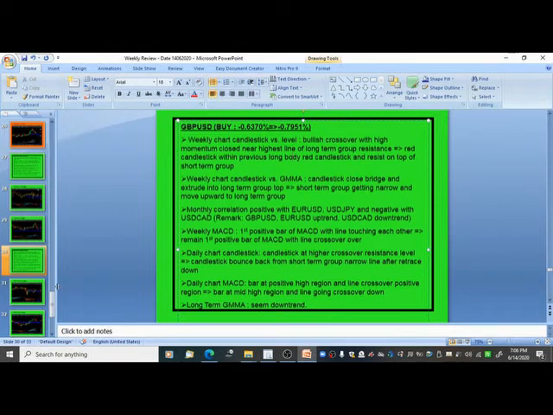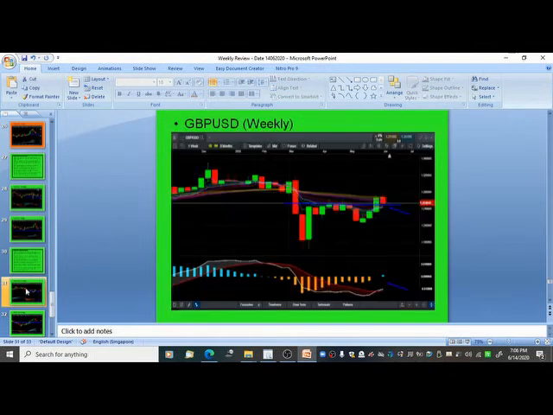Okay, so for the weekly chart, let's have a look. So weekly chart, yeah, okay, the red candlestick within the previous long body candlestick, and also the red candlestick is resting on top of the short-term group here. Then this one, the short-term group, you can see it's getting narrow and also moving upward to the long-term group here.